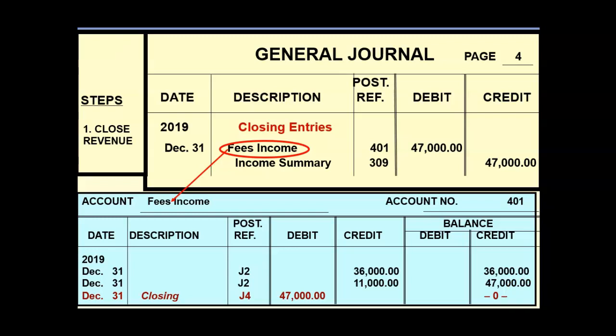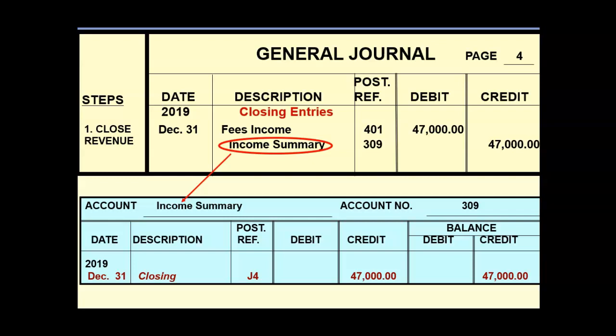Perhaps you're saying, why are these accounts being closed out? That's a great question. The accounts that are temporary only show information for that current accounting period. So fees income shows the revenue earned for the month of December. Come January, that's a new accounting period, and you want to begin with a zero balance.